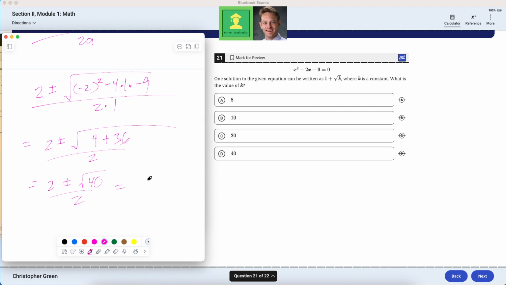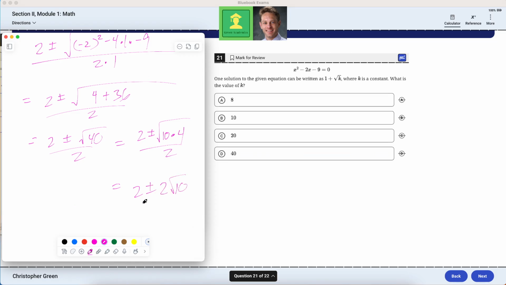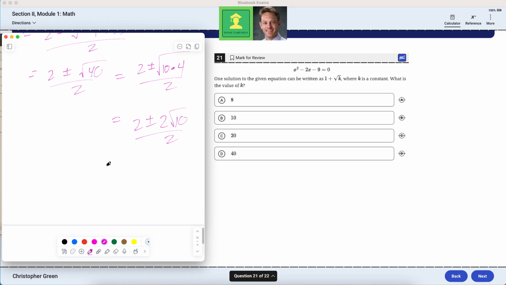Now, root 40 is itself reducible by radical reduction. Root 40 is the root of quantity 10 times 4. So root 40 becomes 2 root 10. And then this simplifies all across. I'll write out the factored way of thinking of it just to be crystal clear. And these cancel to 1 plus or minus root 10, which of course matches with what's in the answer choice of A, 10.